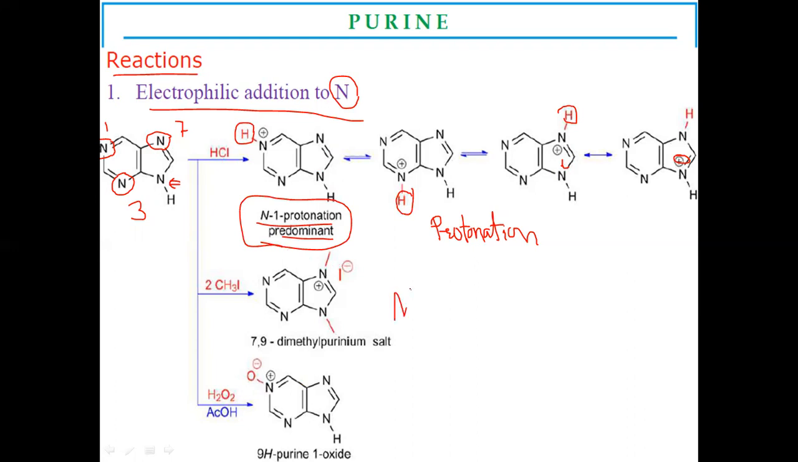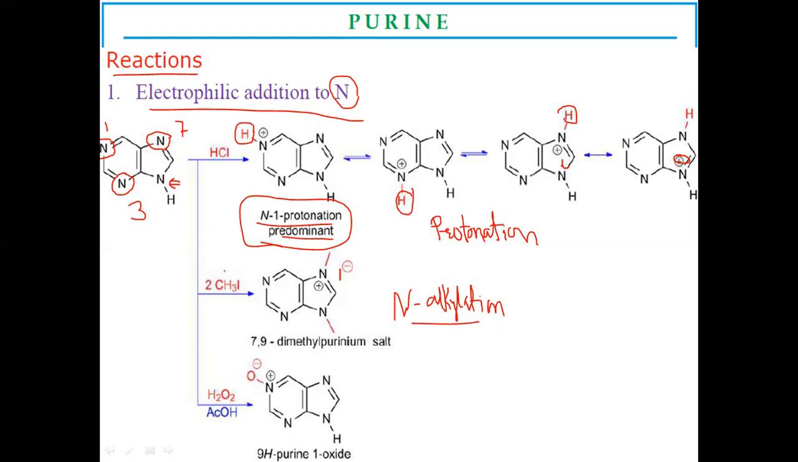The second electrophilic addition reaction is N-alkylation. Why is it called alkylation? It has the substitution of an alkyl group on the nitrogen atom of purines. That's why it is called N-alkylation.